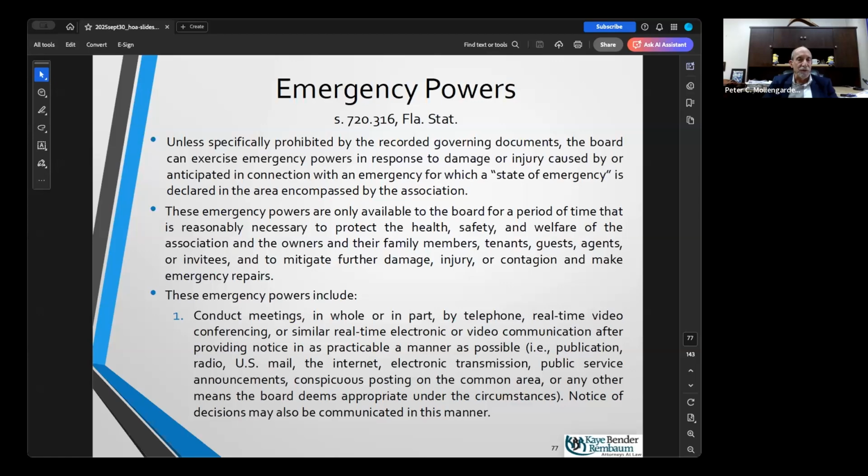So what are these emergency powers? You can conduct meetings in whole or part by telephone, real-time video conferencing, or other real-time electronic or video communication, after providing notice in as practical a manner as possible. And that can be publication, radio, mail, internet, email, whatever. Notice of decisions may also be communicated in that manner. There are other powers.